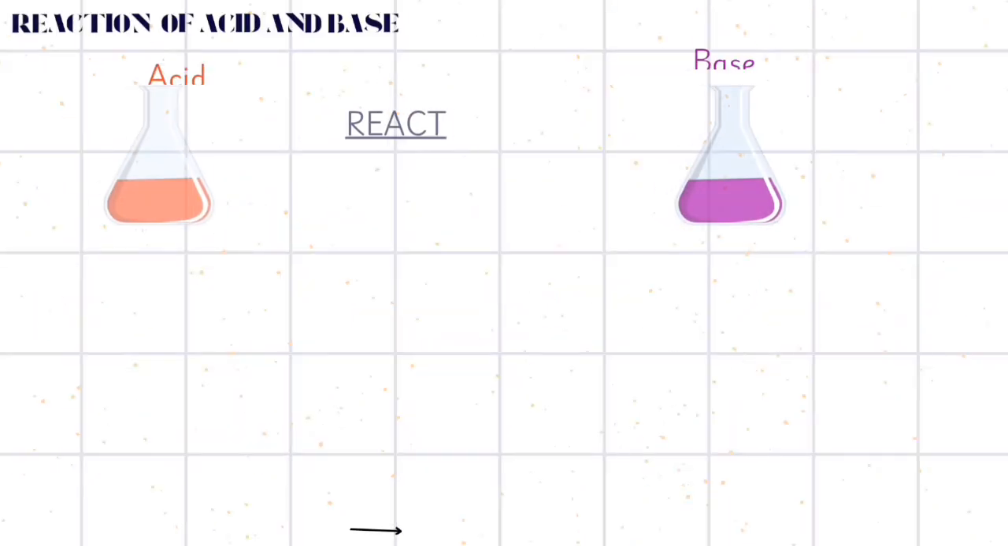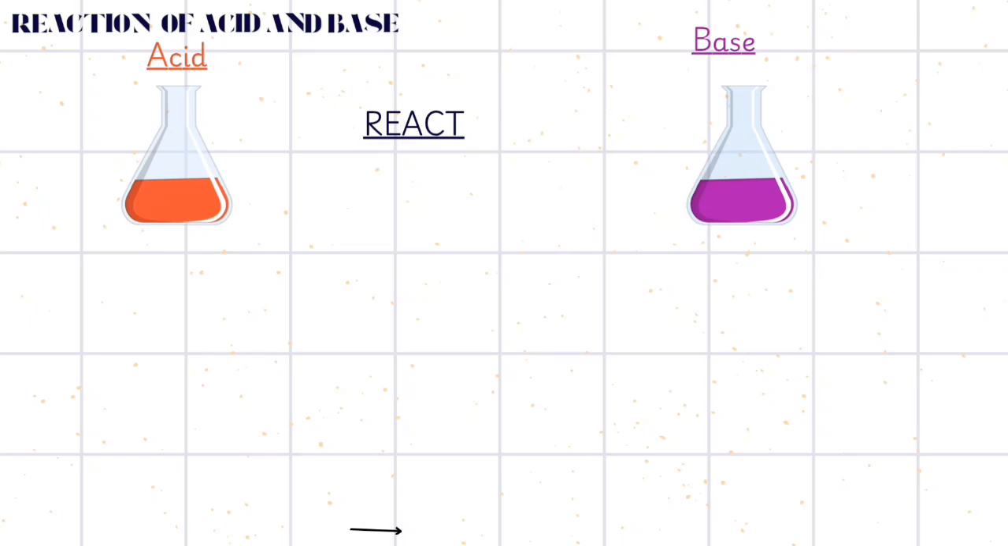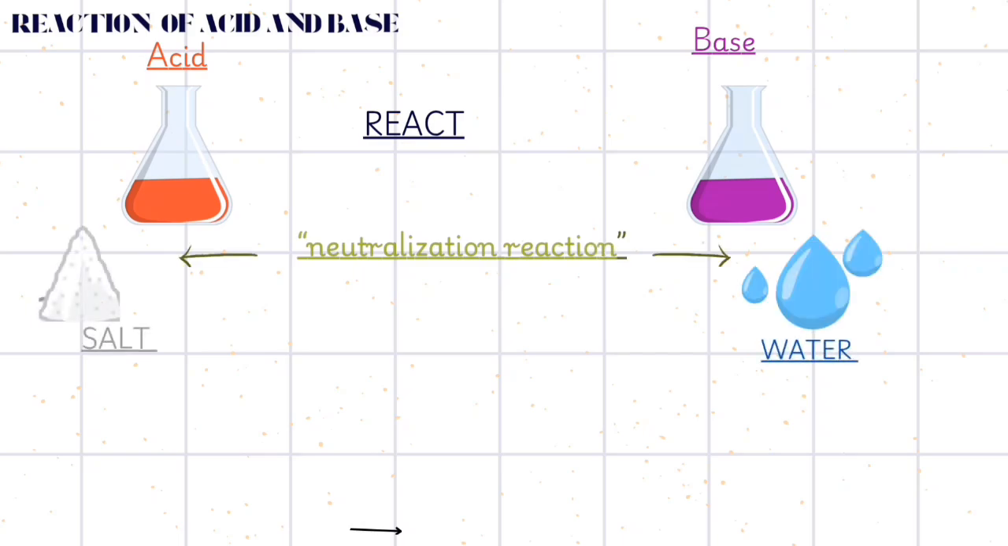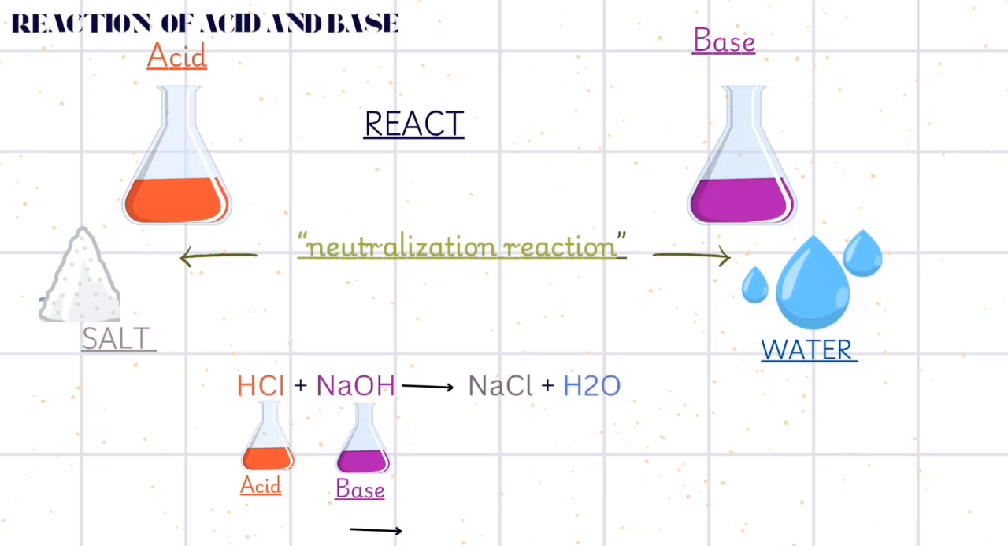So here we can see the chemical properties of acids and bases. Reaction of acid and base. If we react an acid and a base together, then what we have is a neutralization reaction, which will always produce a salt and water. For example, a common acid and base reaction is between hydrochloric acid and sodium hydroxide to form sodium chloride, which is a salt, plus water.